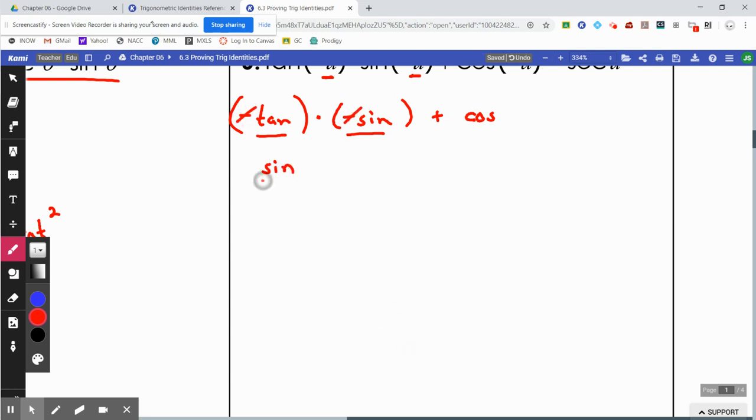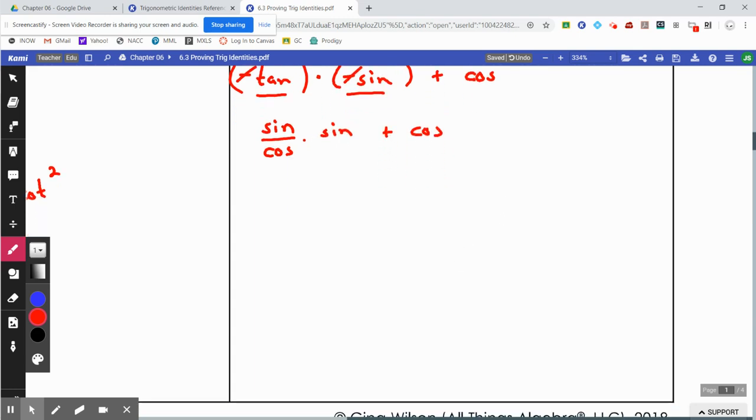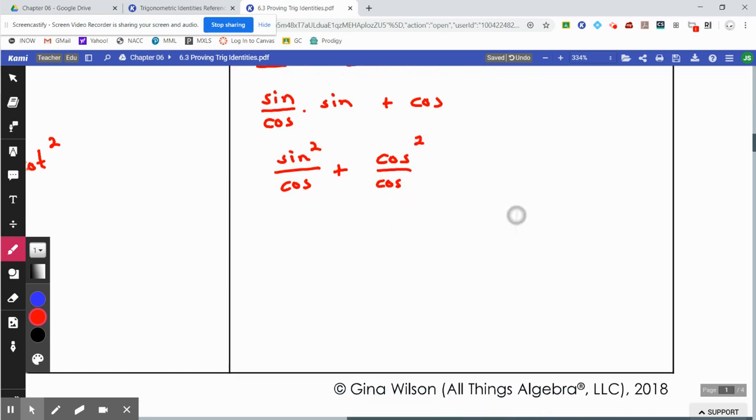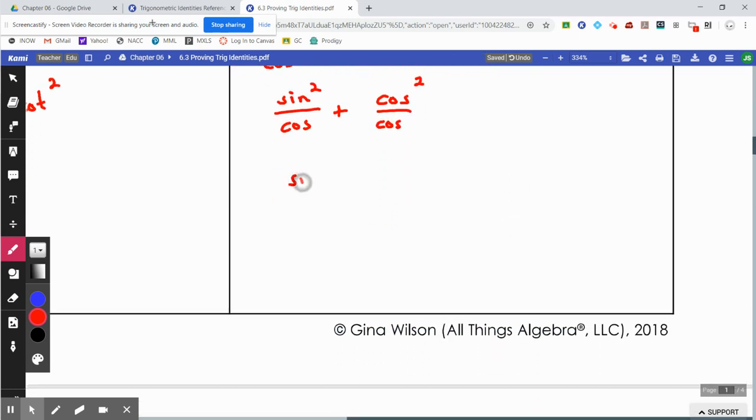Tangent is going to be sine over cosine times sine plus cosine. So that gives me sine squared over cosine plus cosine over 1. Let's get a common denominator by multiplying top and bottom of our second fraction by cosine. So therefore, I have a cosine on bottom and a cosine squared on top. And we probably already see where this is going. That'd be sine squared plus cosine squared on top and a simple cosine on bottom.